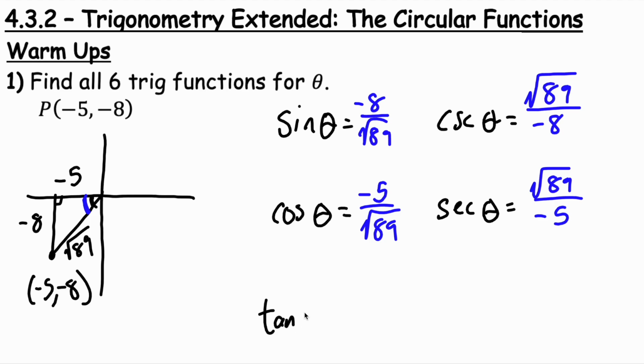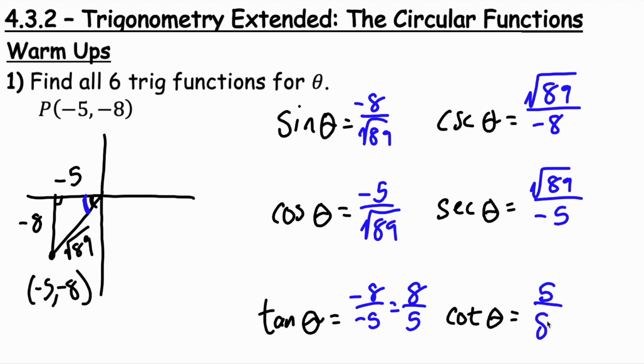And the last two here, tangent of our angle. Tangent is opposite, -8, over adjacent, -5, so that'll just be 8 over 5. And again, we do not want to make that a mixed number. We just want to leave that as 8 over 5. Don't change it or anything. Last one, cotangent. We're just going to take our 8 over 5 and flip that fraction. So we have 5 over 8, the reciprocal of tangent. So those are the 6 trig functions you should get for that point, -5, -8.